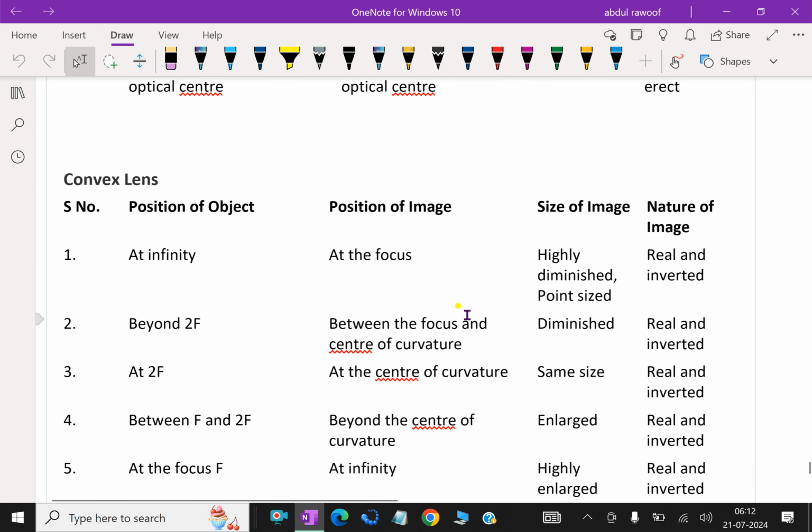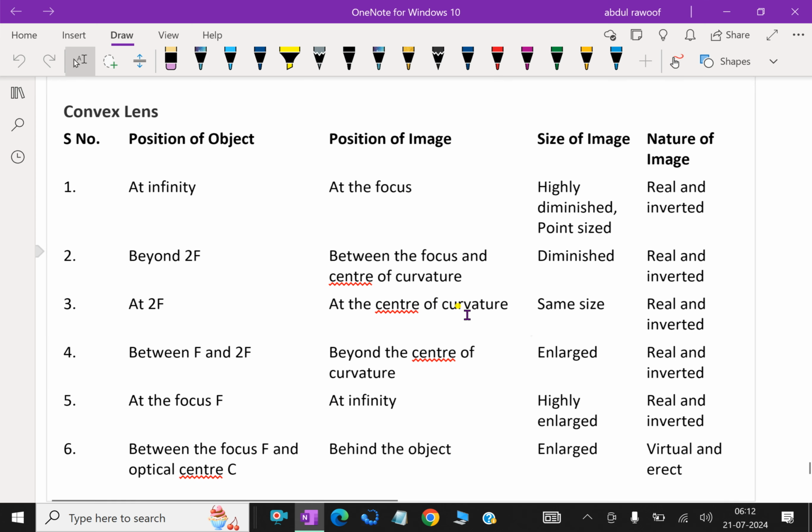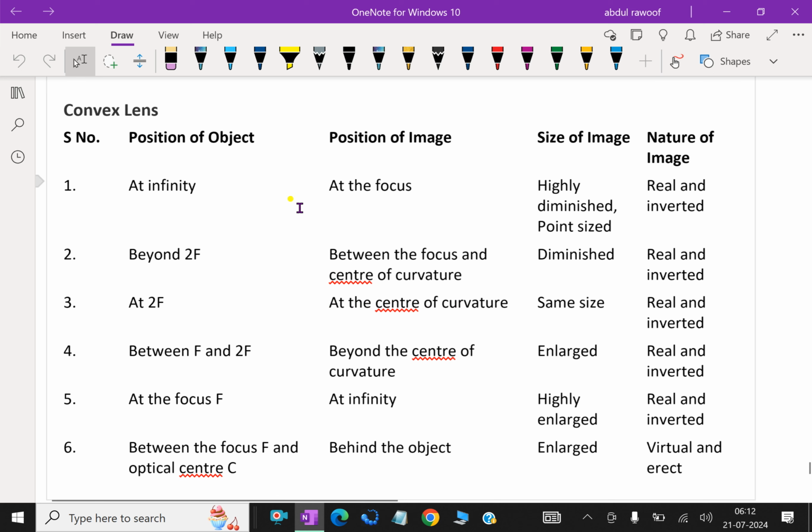Next, in convex lenses, the positions are more. First, at infinity, what happened? The position of the image is at focus, size of the image is highly diminished, point sized, real and inverted image. Like this one by one: at infinity, beyond 2F, at 2F, between F and 2F, at the focus F, between the focus F and optical center. So these are the different object positions.